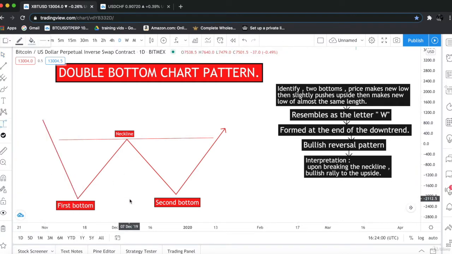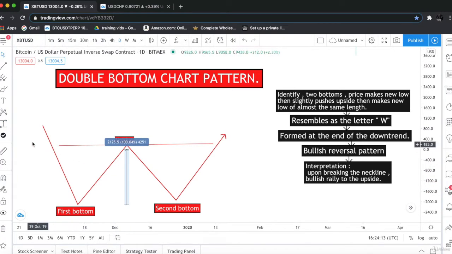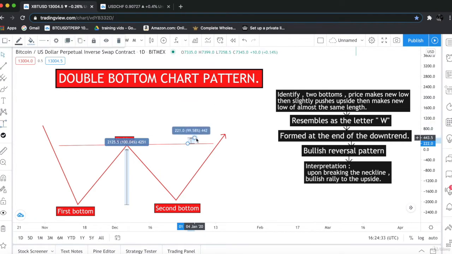We have to measure it. Here in this example it's approximately 95%, 100%. So when the price manages to close above this neckline, we have to buy and our take profit would be 100%. This will be our take profit zone. Let's go to the chart and find the double bottom chart pattern.